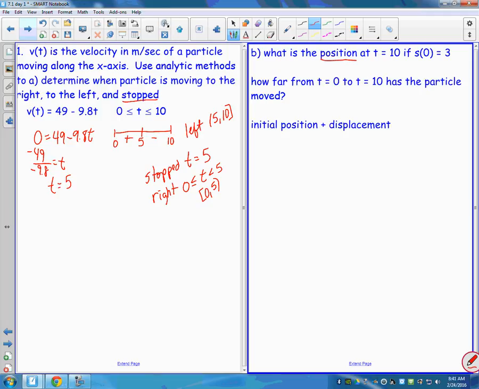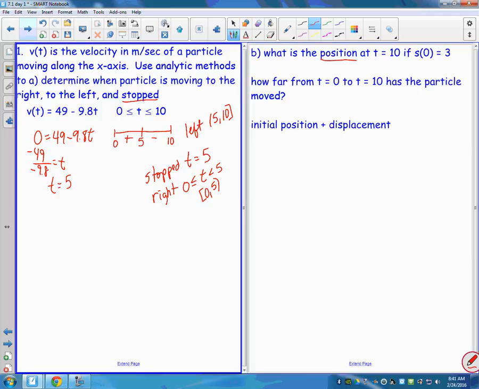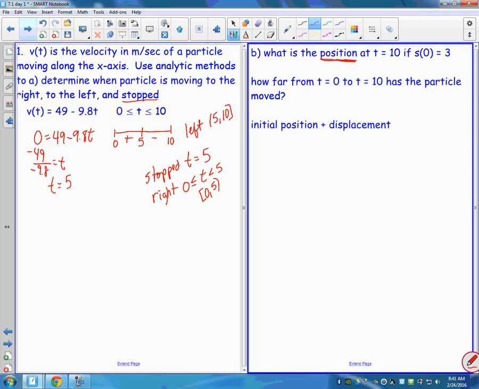So if they give me velocity and I want to go back to position, what did you say I have to do? Yeah, I have to go backwards. I have to take the integral, right? If they give me position and I want a velocity, I do the derivative. But if I want to go backwards and find the position, I'm going to do the integral. I want to find the position at 10 seconds, so I have to set up a definite integral there, right? What are my bounds going to be? 0 to 10.